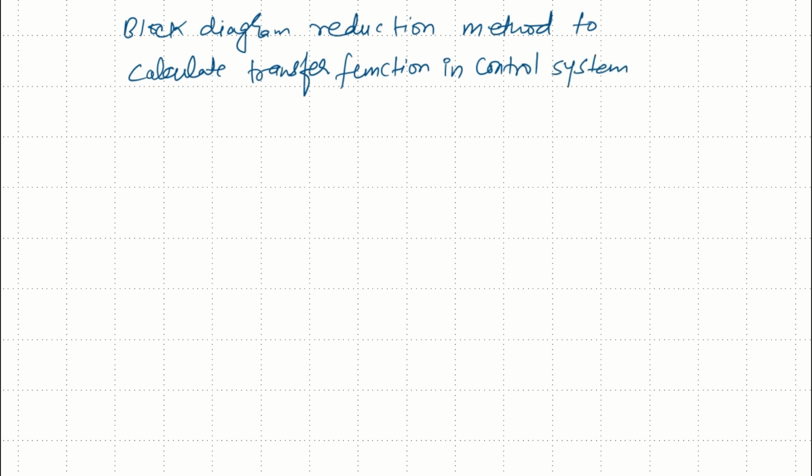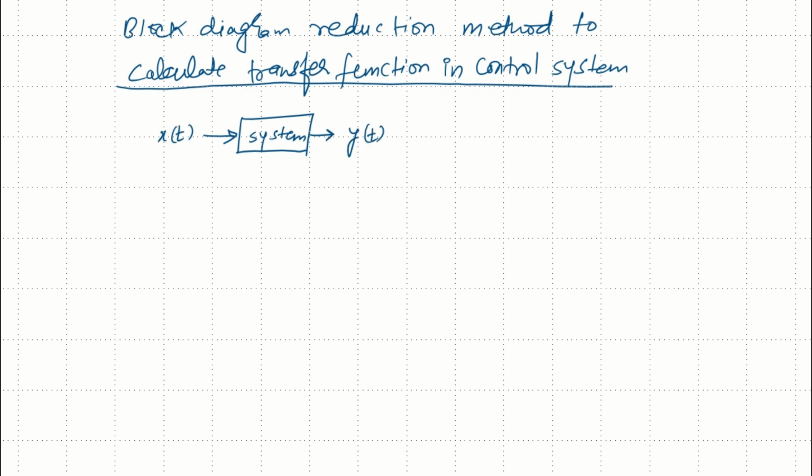So, let me first discuss what exactly a block diagram is. A block diagram is a graphical method to represent any control system. We can represent any control system with just a block, like there is a system in this, and we are giving some input to the system, and we are getting some output y(t) from the system. So, any system or control system can be represented by just a block.